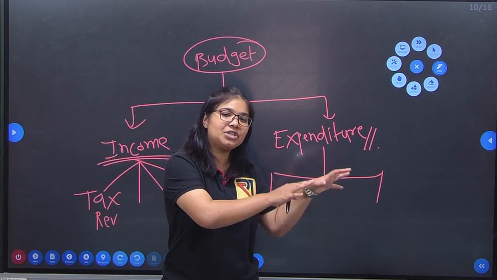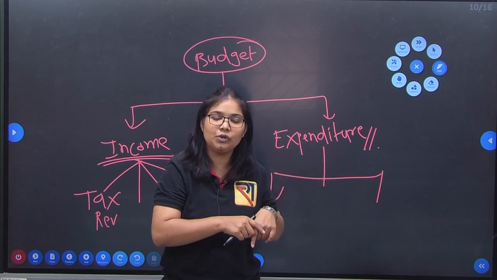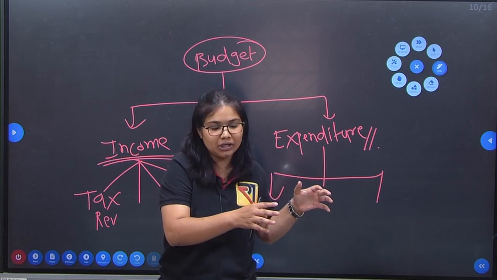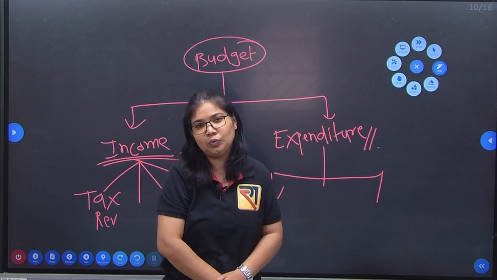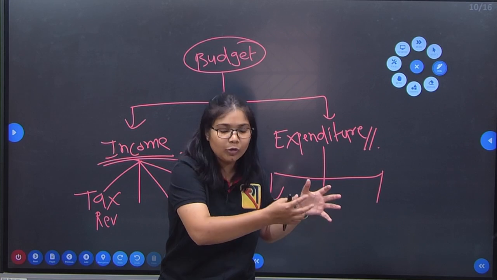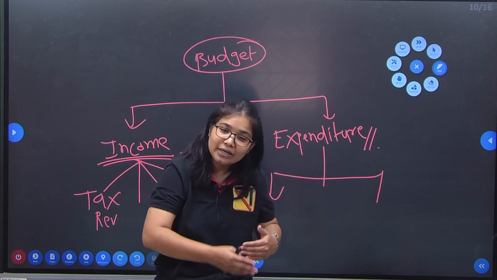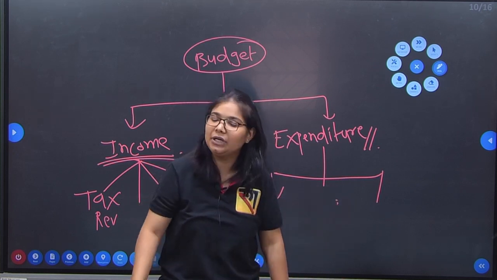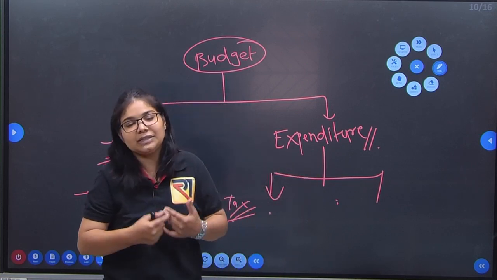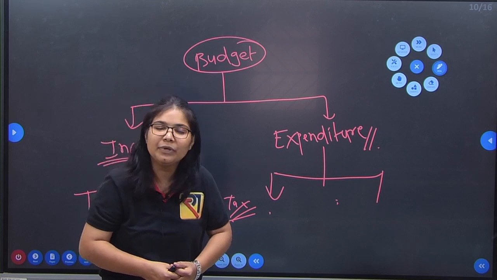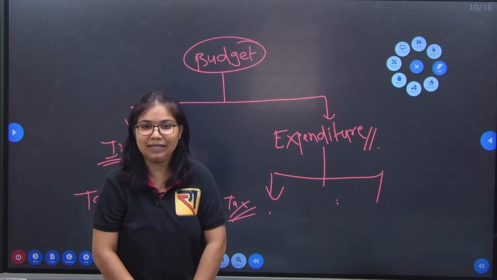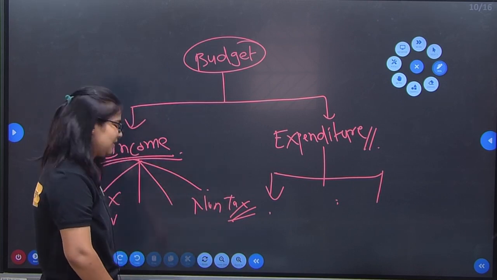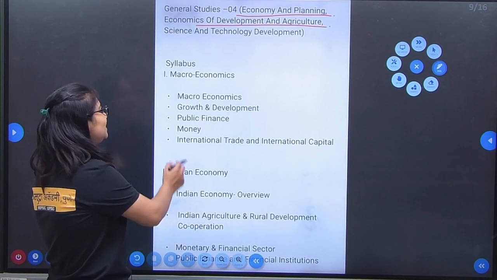When the government establishes a school, money is needed at once, but the implication of that educational institution is long-term. We will get the output from that education over a very long period, so that expenditure comes under the capital part. All these things we have to discuss in the public finance section of the economy. It is an important topic, and some questions are asked in the prelims also. We will see them in our subsequent slides. Next is money.